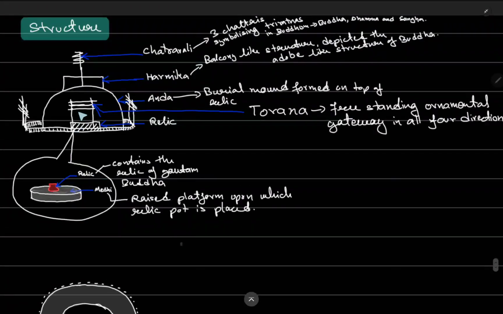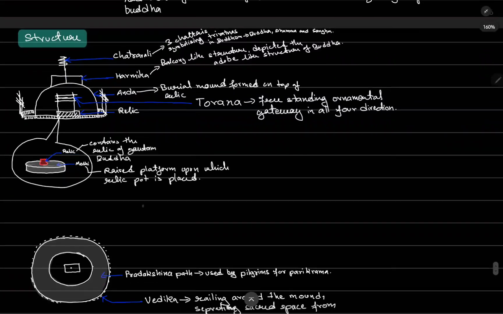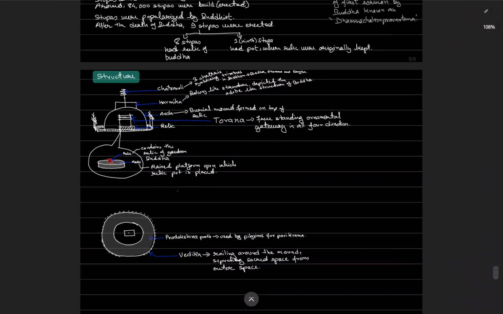Even if you see here, there is one more structure. This is an ornamental kind of gate, a freestanding ornamental gate in all four directions. The others are beside this stupa, which I cannot show you right now since it is a 2D picture. These four freestanding ornamental gateways are called the torana. The torana is in all four directions around the stupa. So this is about the structure of the stupa. I hope this is clear.